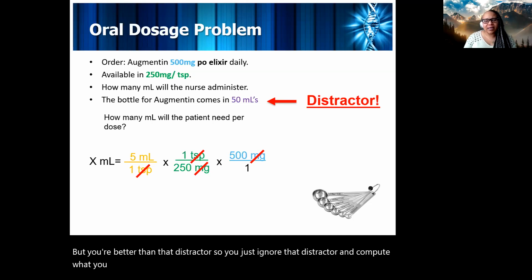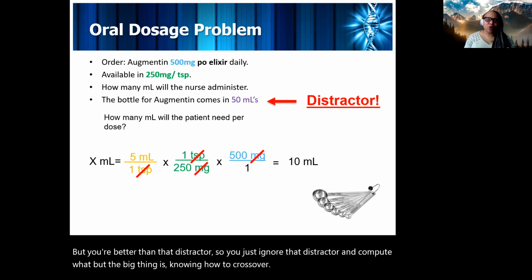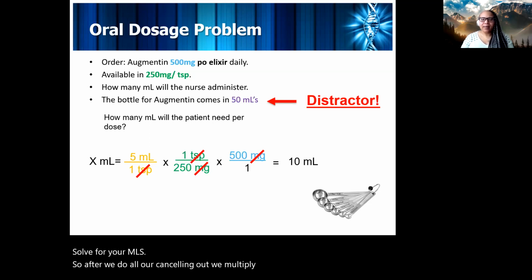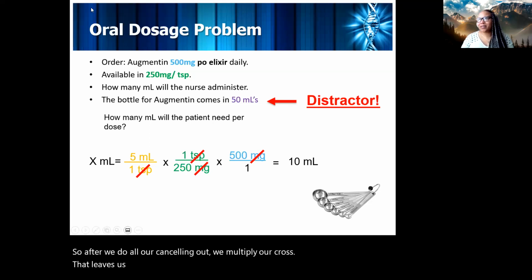But the big thing is knowing how to cross over, and what I mean is knowing what conversion to use to solve for your milliliters. So after we do all our canceling out, we multiply across, and that leaves us with 10 mLs. Did everyone get 10 mLs? Oh, I see some different answers. Okay. All right, good.